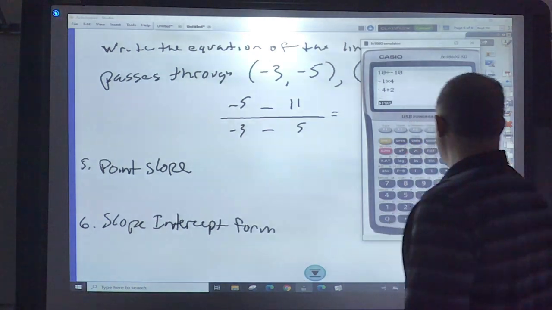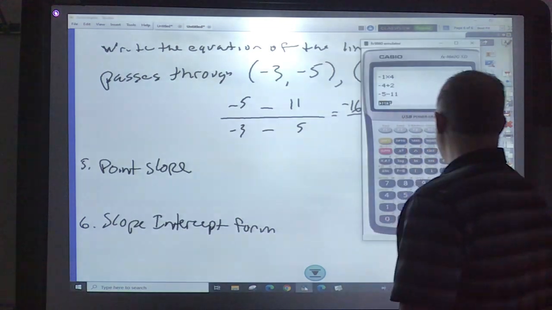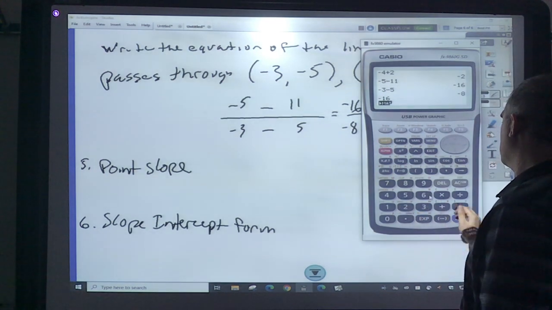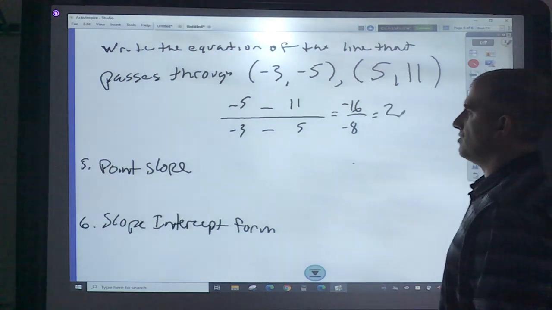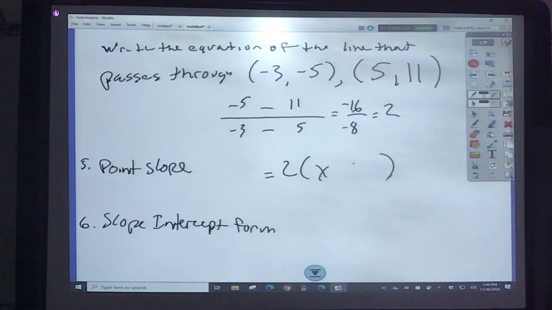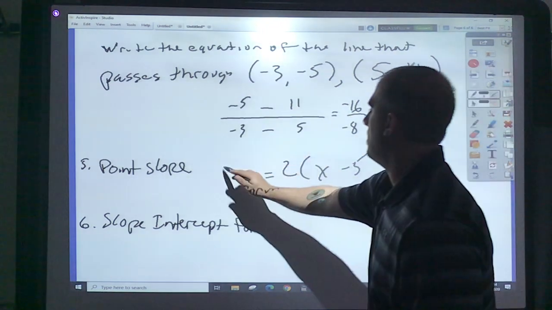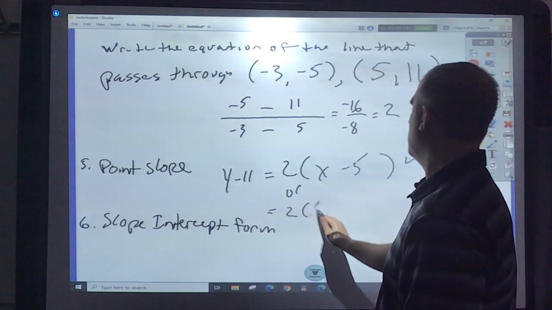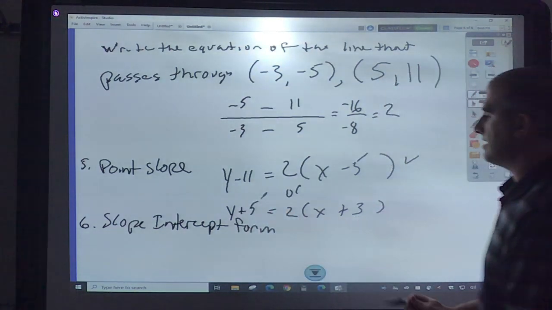-5 minus 11 is -16. -3 minus 5, -8. Divide those. Is 2. So for point slope, I have 2, parentheses with an x. It does not matter which one I choose. If I choose this one, I can do that one, be -5, and that'd be y minus 11. Or I could have had 2x plus 3 as opposite of that, and y plus 5. Either one is acceptable.